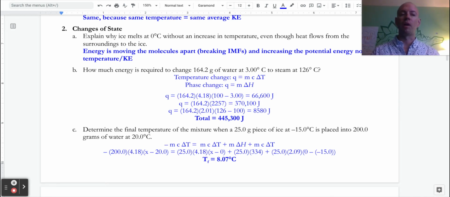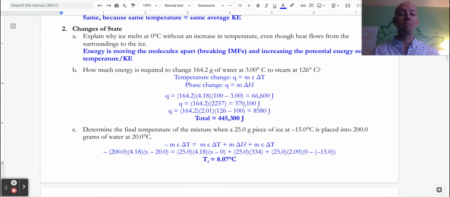And if you've boiled water, you know that it gets hot way before it boils. Because it takes a huge amount of energy. And we're not just talking about it starting to boil, we're talking about all of it boiling. So that's why we have this 370,000 joules of energy there.